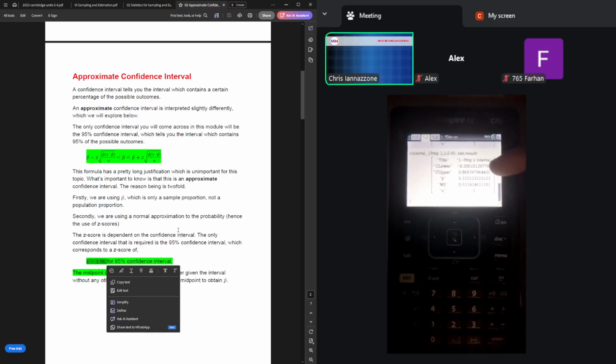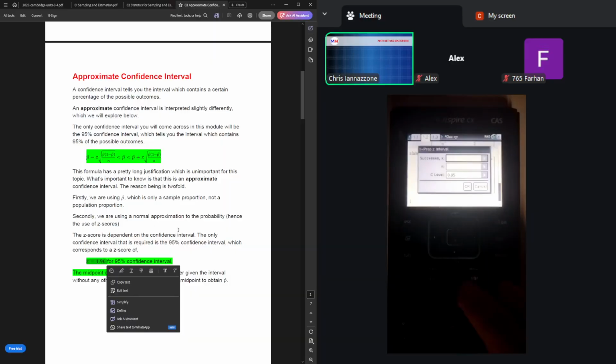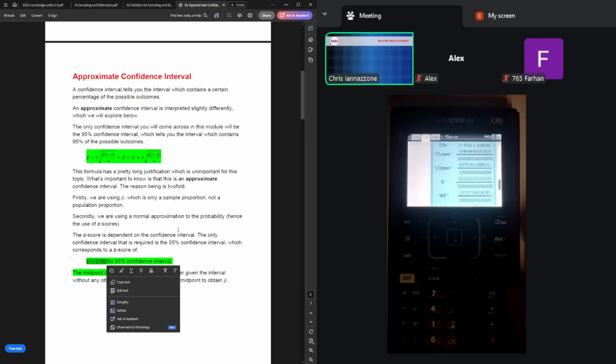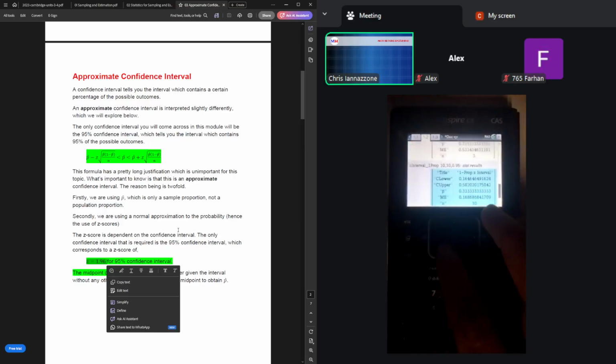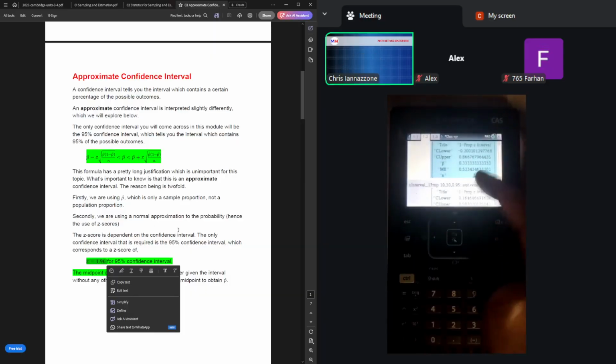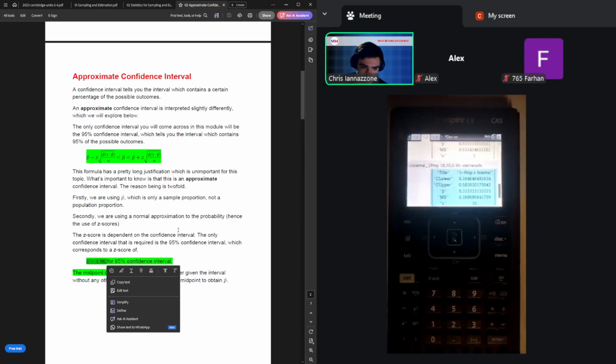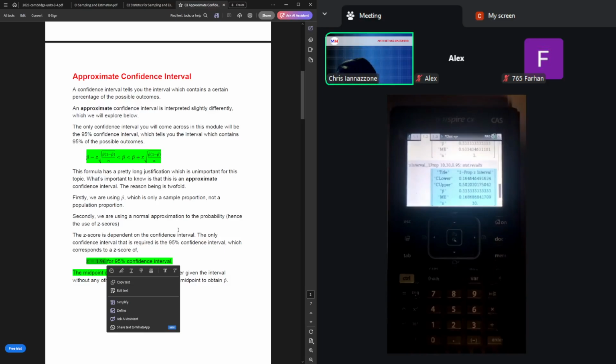C lower is the lower bound of your interval, C upper is the upper bound of your interval. If we then do that again using a larger n, I'm just pressing control enter to knock off the fractions. What you'll find is that your lower and upper bound shrink significantly. If we look at the previous one, it was from a negative number to 0.8. This is now from 0.16 to 0.5. Exact same p hat value, having a larger n shrinks your interval.